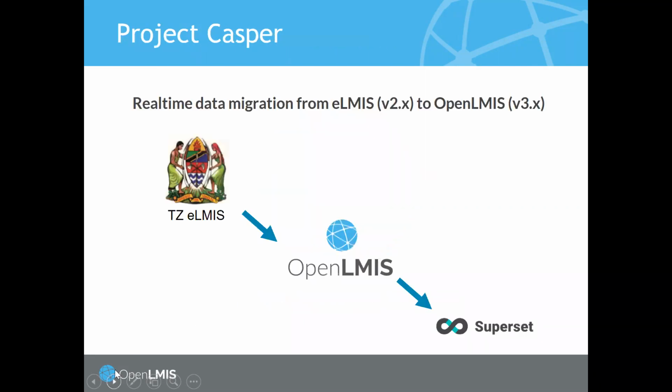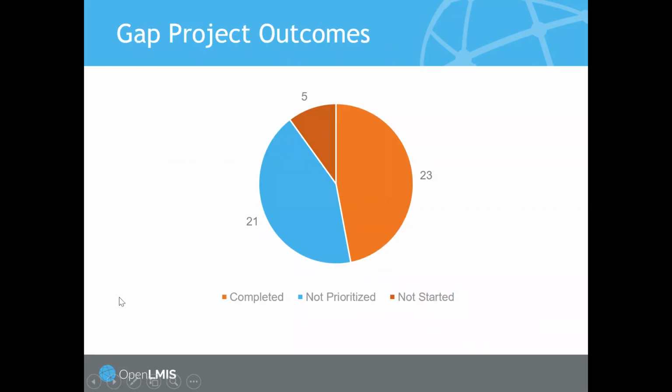Then those 5 tickets that were not started are actually things that we have identified as being valuable, and we're just waiting for the right time to be able to implement them. So even though we didn't do them as part of the GAP project, they're still slated and can be prioritized by the community. Go ahead, Rebecca, thanks.